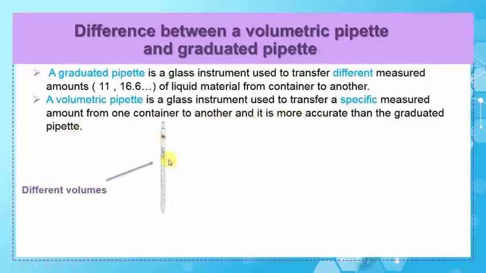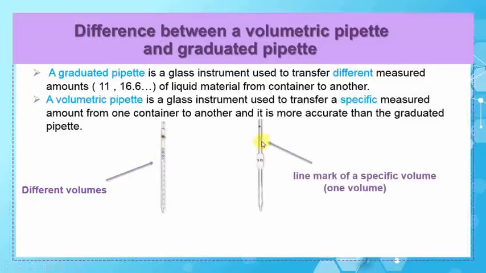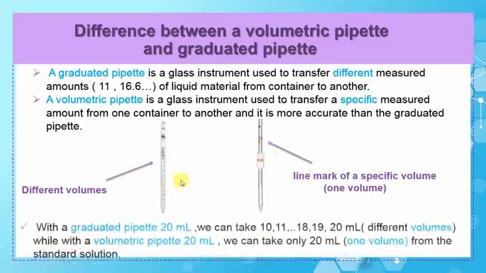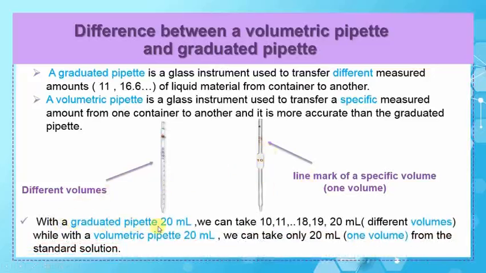You can observe here the different graduations, different volumes in the graduated pipette. While in the volumetric pipette, the line mark indicates one volume, such as in this figure 10 milliliter. So the line mark shows a specific volume, one volume. So with a graduated pipette 20 milliliter, we can take 10, 11, 18, 19, 20 milliliter, different volumes. While with a volumetric pipette 20 milliliter, we can take only 20 milliliter, one volume from the standard solution.